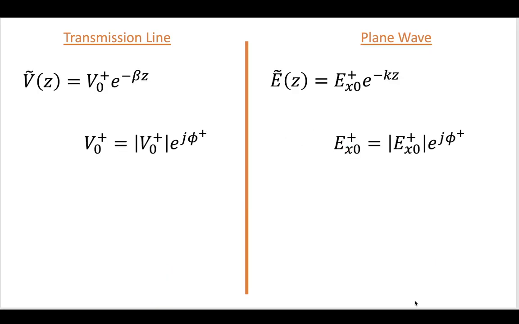Now, from here, we should note that we have the solution for our forward traveling wave. We now have reduced our gamma to beta for the transmission line, and gamma went to k for the plane wave, and this is because we made these lossless assumptions. And both sides have a coefficient. And just like in the first part of this video, we knew that the coefficient could be complex, could have a magnitude and an angle, and both the voltage and the electric field could do this. And so we'll write them like this.